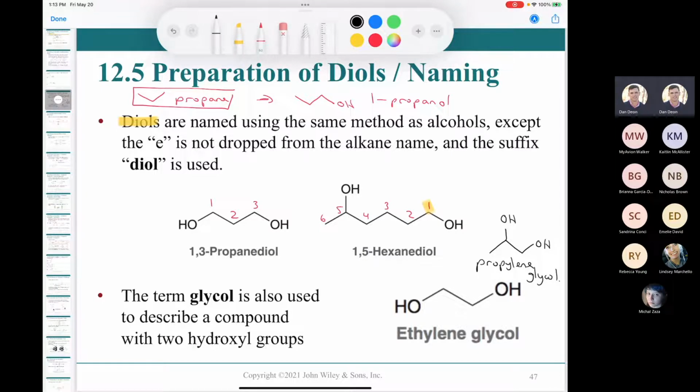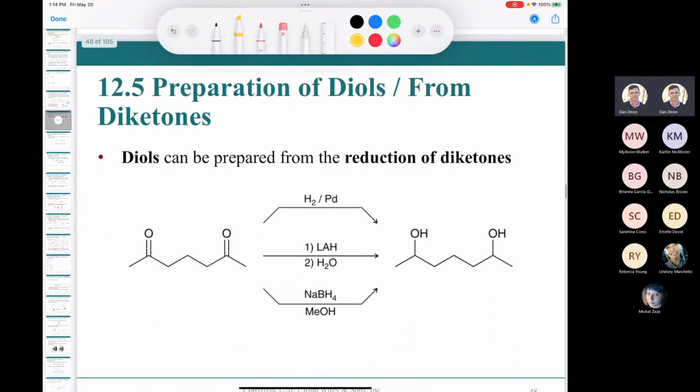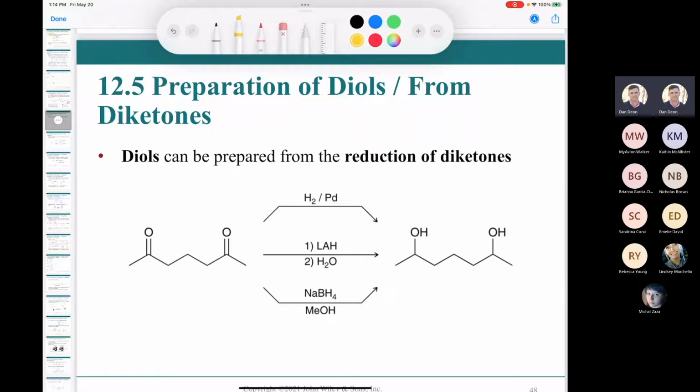Anyhow, so there you go. A little bit about diols and how we use the word glycol and two of the most common glycols, ethylene glycol and propylene glycol, which will show up throughout the course. And those are both found in automobile antifreeze. All right, well, let's move on and take a look at how you would make a diol. How would you make a diol?